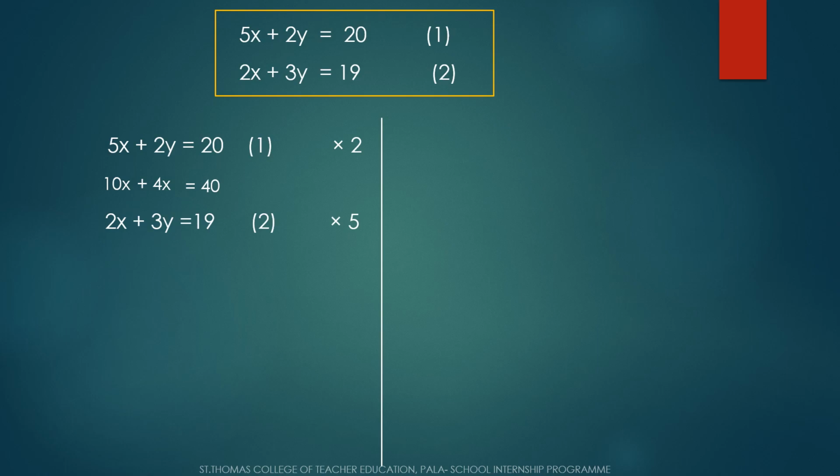Again, we are multiplying equation 2 with 5. Let's check whether we get it. What is 2x into 5? It's 10x plus 3y into 5, 15y equal to 19 into 5 is, you can multiply it and tell me. It's 95, isn't it? See, so we got two equations, and what are they? One is 10x plus 15y equal to 95, and we can call it equation 3. And the next is 10x plus 4y equal to 40, and we can call this equation 4.